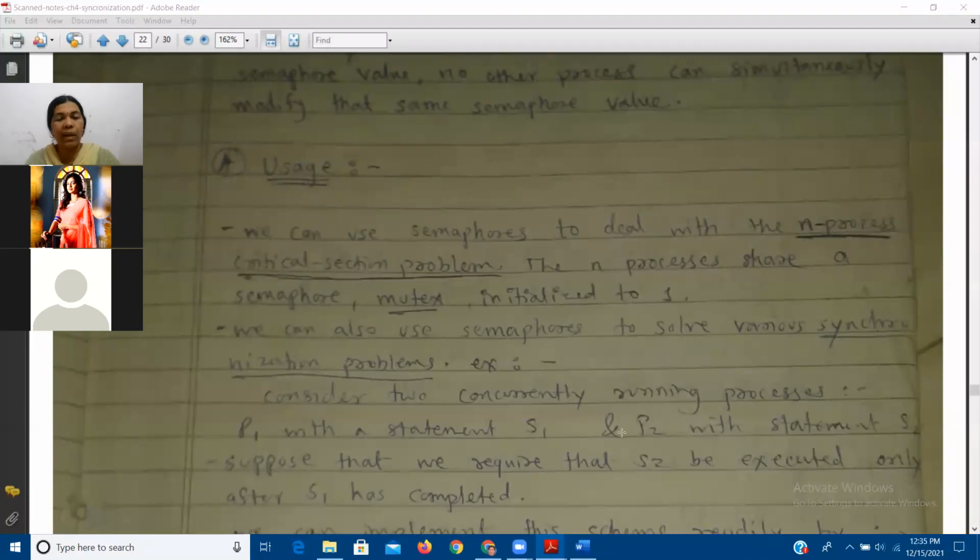This semaphore variable is also called a mutex variable, because this variable is accessed mutually by N number of processes, that's why it is also called a mutex, initialized to 1.